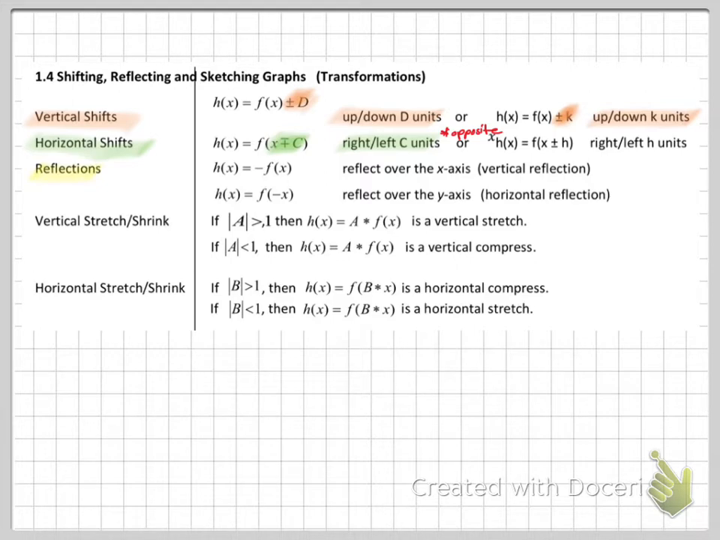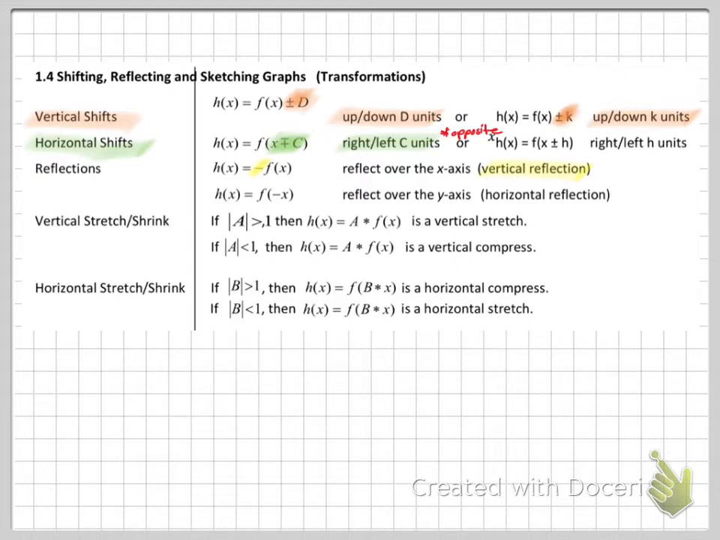Reflections, we're going to make all of our reflections yellow. When there is a negative in front of f, or when A is negative, we say it reflects over the x-axis. That's perfectly fine for you to say. I will more often say reflect vertically or vertically reflect, however you want to say it. Earlier I said we were going to use yellow for all of them. We are not. Yellow is for the A value.